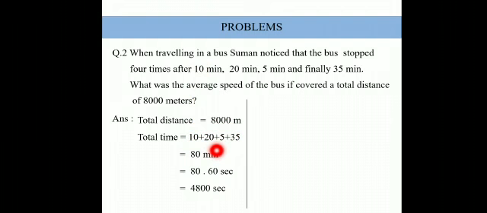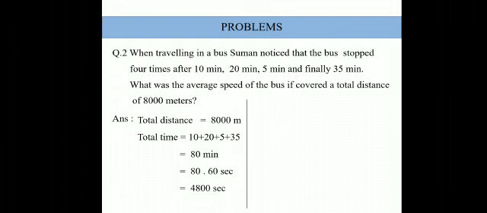But for the SI system of units, we need to convert this time into seconds. So multiply it with 60, because 1 minute is 60 seconds. Then 2 minutes will be 2 into 60 seconds, 3 minutes will be 3 into 60 seconds. So here 80 minutes will be equal to what? 80 into 60 seconds, which is 8 sixes are 48, so 4800 seconds. I hope it is clear. Please take care of the mistake here. This is 20, that should also be 20. So 80 into 60 will be 4800 seconds.